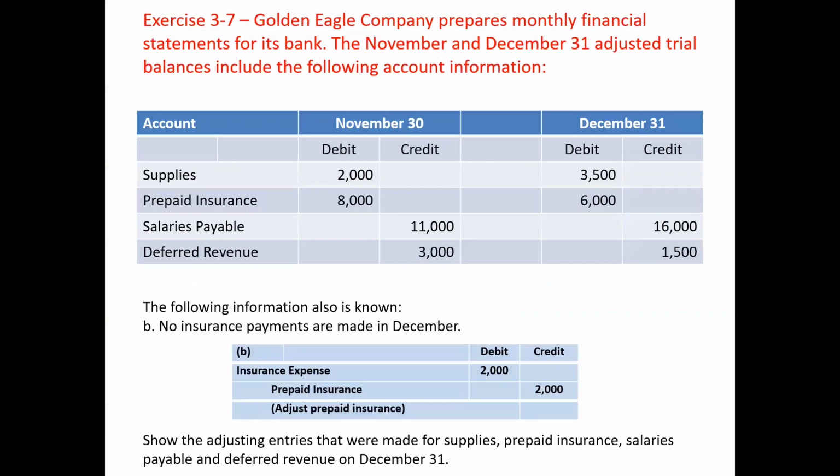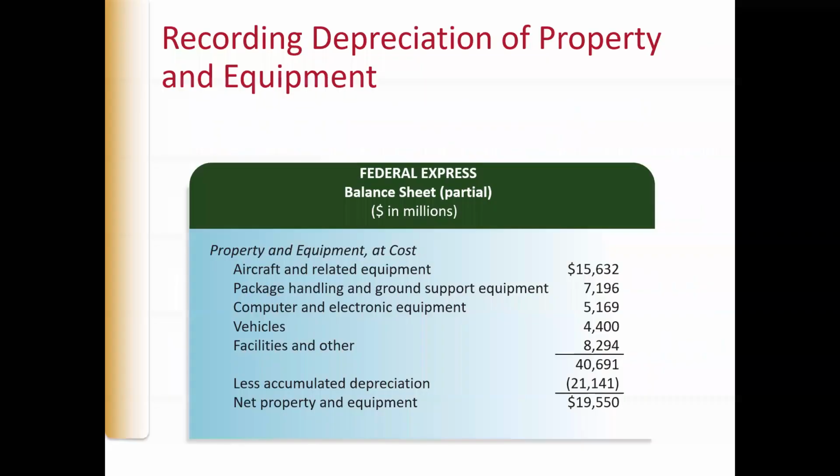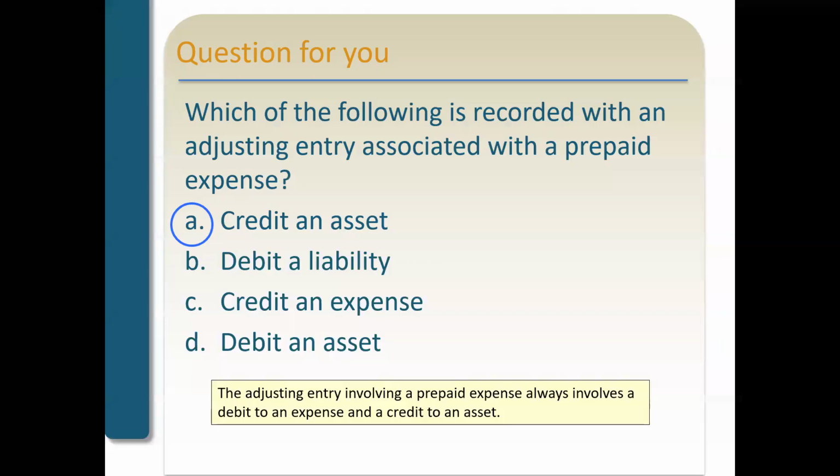I said, make that a cheat sheet note. Remember? It's not really a cheat sheet. You get my point. So that is exactly correct. When you are recording an adjusting entry associated with a prepaid expense, we always debit the expense and we credit the asset.